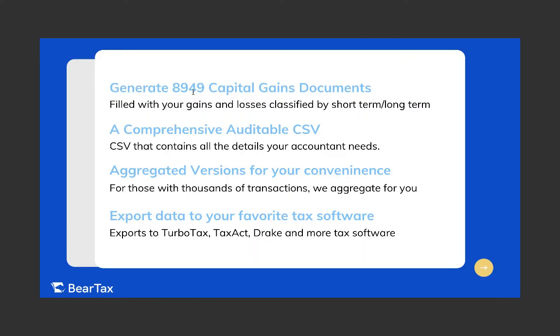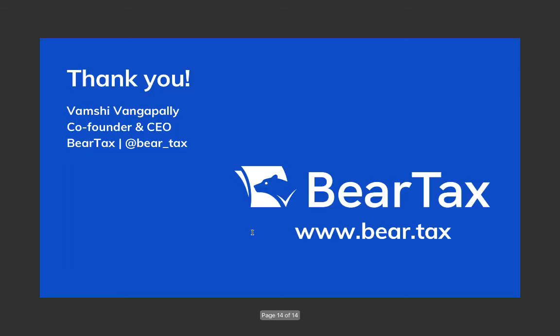So what does the software do? It generates 8949 capital gains documents. It fills everything with your gains and losses, your details and all. It provides a comprehensive auditable CSV, which shows the complete trail of how the transactions happened and where they flowed, and you can give it to your accountant for audit purposes or anything. We provide aggregated versions, as I said, and you can export to your favorite tax software. If you're an accountant, you can export it to Drake software, CCH and other things too. So that's about it. Thank you.